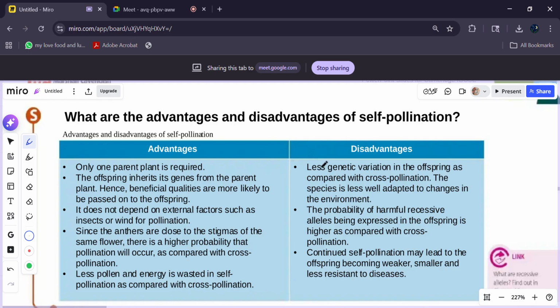Now, the disadvantages are less genetic variation in the offspring as compared with cross-pollination. The probability of harmful recessive alleles being expressed in the offspring is higher as compared with cross-pollination. Continued self-pollination may lead to the offspring becoming weaker, smaller, and less resistant to disease. So self-pollination could be explained like asexual reproduction, as all these factors also apply there: one plant is required, less genetic variation, and a higher probability of harmful recessive alleles being expressed in the offspring.